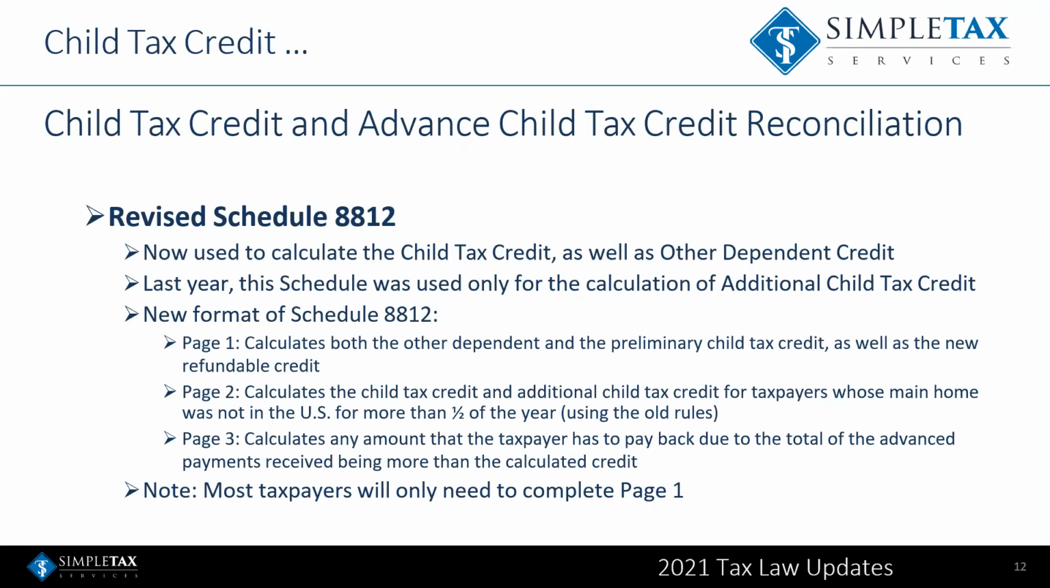So it is going to be calculated. The child tax credit and other dependent credit are now calculated on the 8812. Previously, it was just used for the additional child tax credit piece. Now it is significantly longer. It is about 3 pages. Most taxpayers will only need to complete page 1. Page 1 calculates the other dependent and then the child tax credit. Page 2 calculates the child tax credit for those people who are not in the US for at least half of the year. And then page 3 calculates any amount that the taxpayer has to pay back due to receiving more advance credit than they were supposed to.